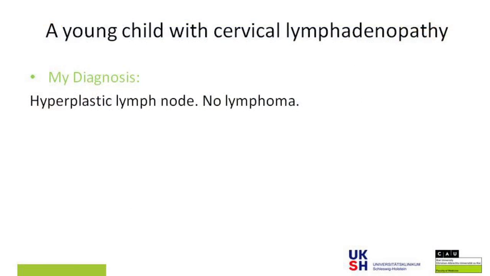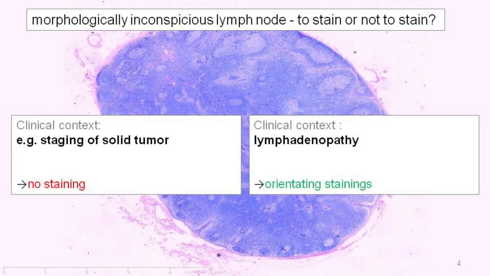And I just want to go over a few slides with you to show you how I'm going to approach it and why I'm going to approach lymph nodes like that. So the first question is, if you see a lymph node where you don't see any morphological changes, that just shows hyperplastic normal tissue, should we do any immunohistochemistry or not?